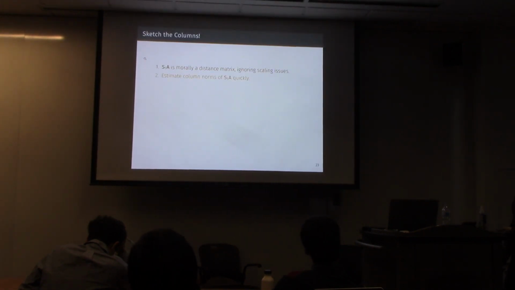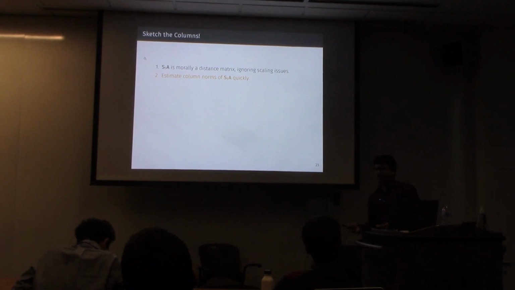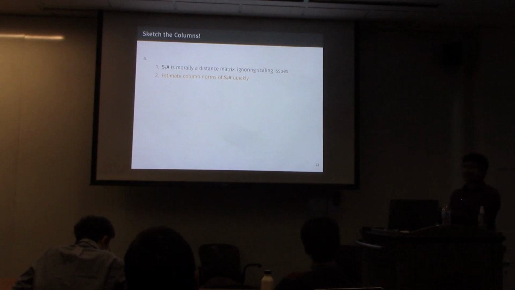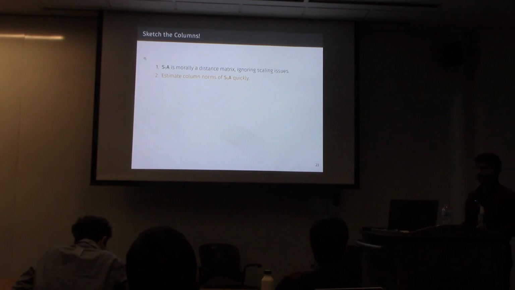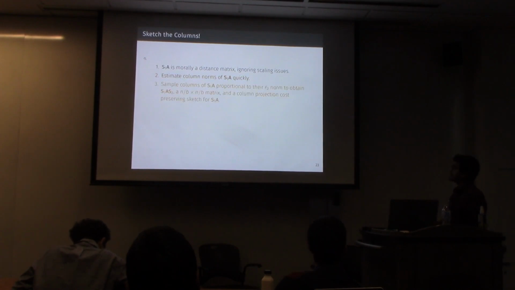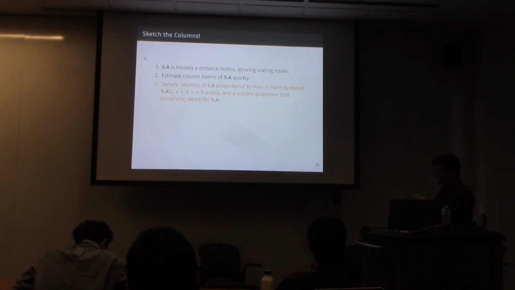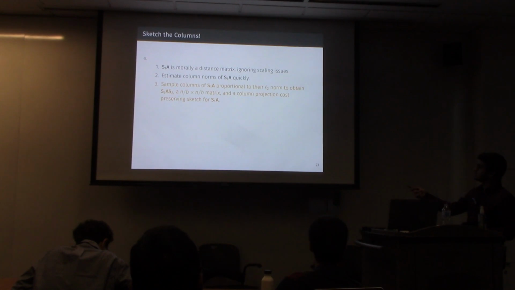Okay. So the thing to note is S1A is morally a distance matrix. I scaled some of the entries, but it still has all the distance structure that we began with. So now we can estimate the column norms of S1A really, really quickly and sample the columns to get an n over b times n over b matrix. I applied the same idea, but now to the columns. And this is going to be a column projection cost preserving sketch for S1A.